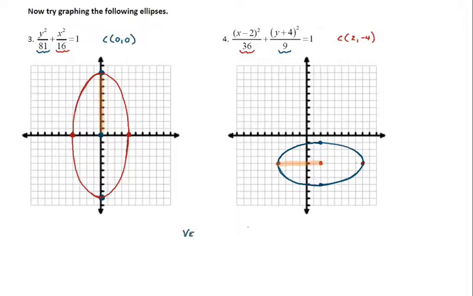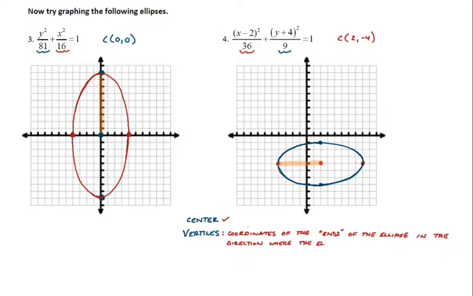Every ellipse has also, the word we're going to use is vertices. So for a parabola we had a single vertex, but for an ellipse, if you look at an ellipse, we really plot 4 points to get the shape of the ellipse, but the vertices are going to be 2 specific points on the ellipse. So in terms of a working definition of a vertex, or vertices in this case, it's going to be the coordinates of the ends, and when I say ends I mean the edge of the ellipse, in the direction where the ellipse is widest.